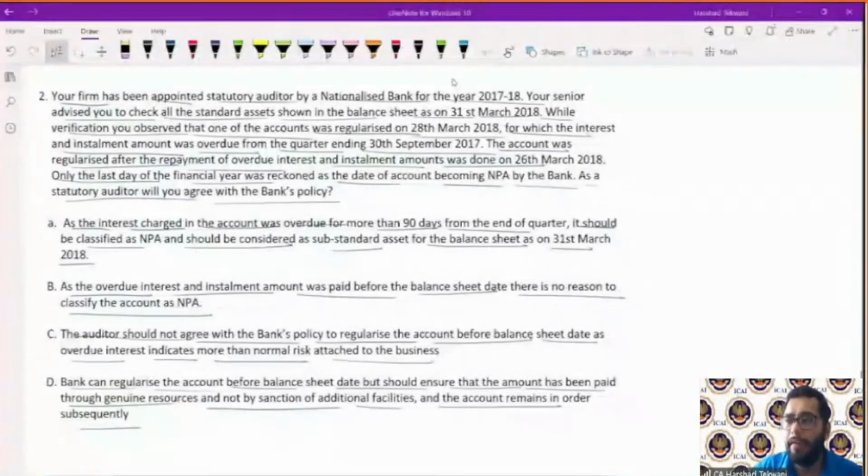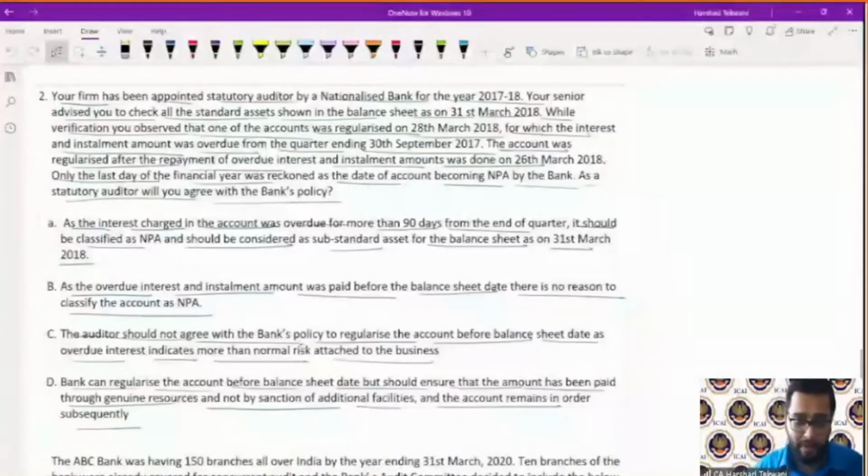Okay, so here, if the payment has been received from genuine sources, then the account can be regularized. As per the provisions, if the payment which has been received for the overdue amount is from a genuine source, not from any other funding or additional facilities obtained just to regularize the account, then yes, we can regularize the account on the balance sheet date. We also need to see that post balance sheet date there should not be any overdue of the amount. So regularizing that particular account is appropriate, and it is not required to be shown as an NPA.